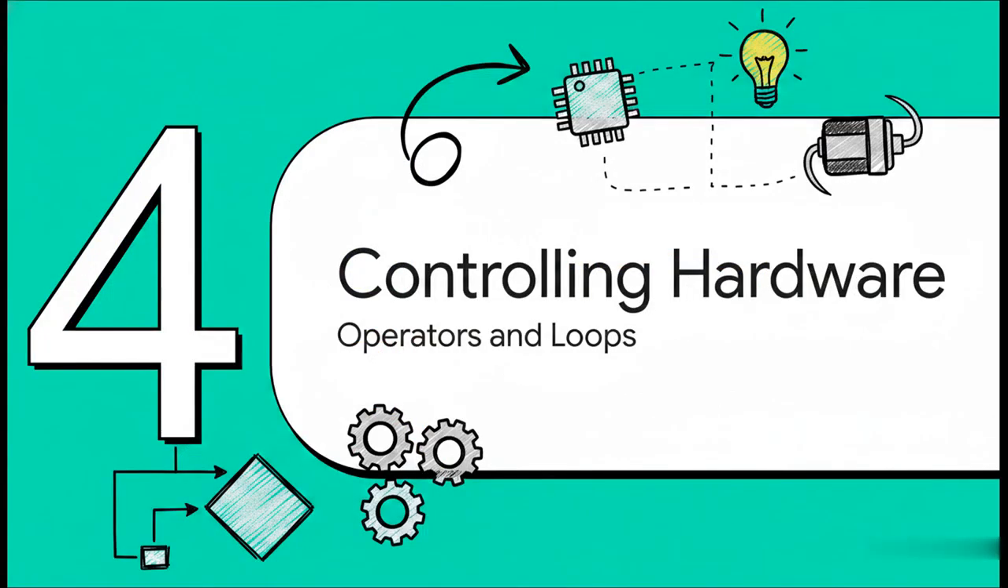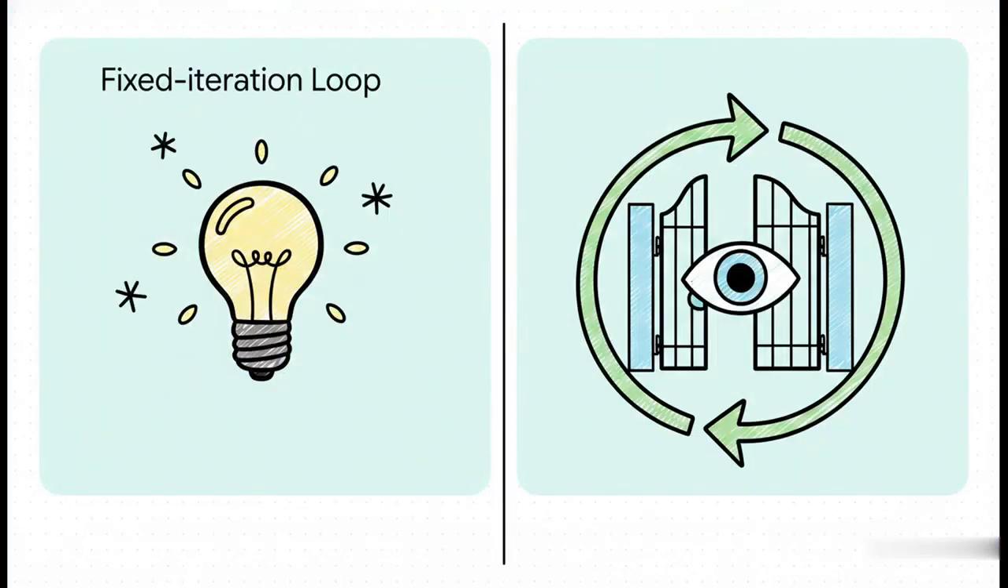Which brings us to part 4, controlling time and hardware. With our data tools initialized and ready, we have to dictate the operational flow. And there's a stark difference between our loops here. A for loop is highly predictable. It relies on a fixed iteration count. So it's perfect if you need an LED to flash exactly 10 times, or if you're navigating a specific list of data. But a while loop?